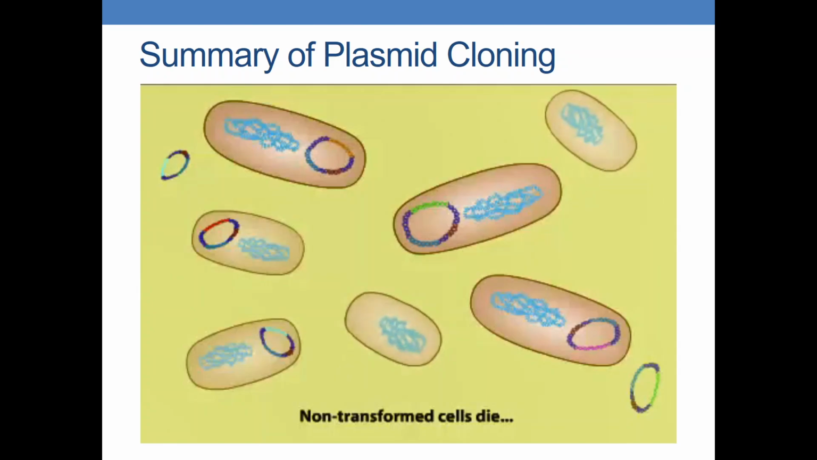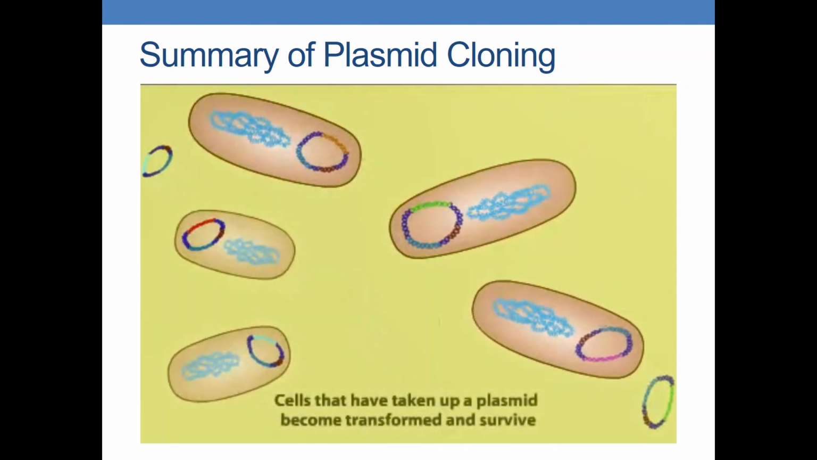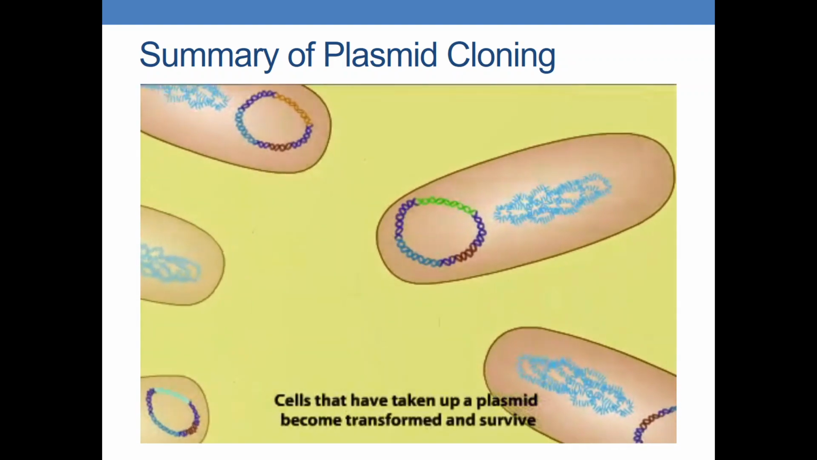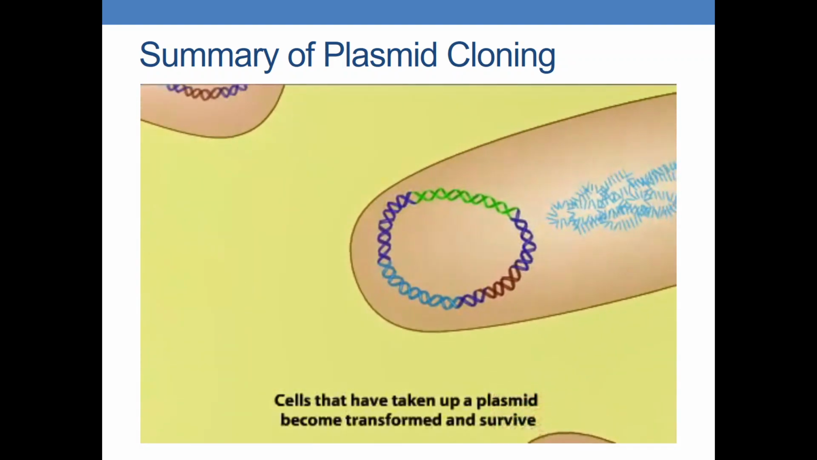The non-transformed cells lack the plasmid with the ampicillin resistance gene and die. Cells that have a plasmid are resistant to ampicillin and survive.